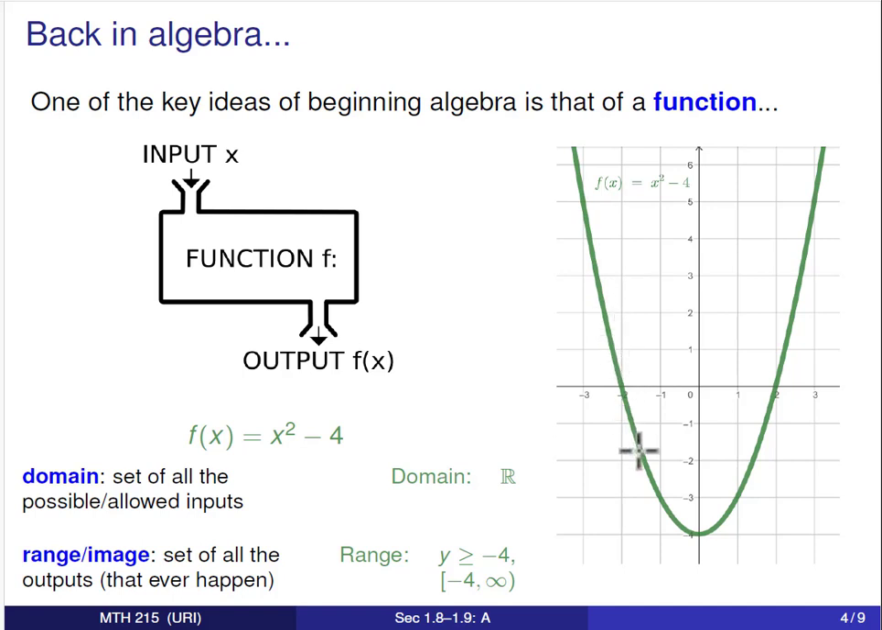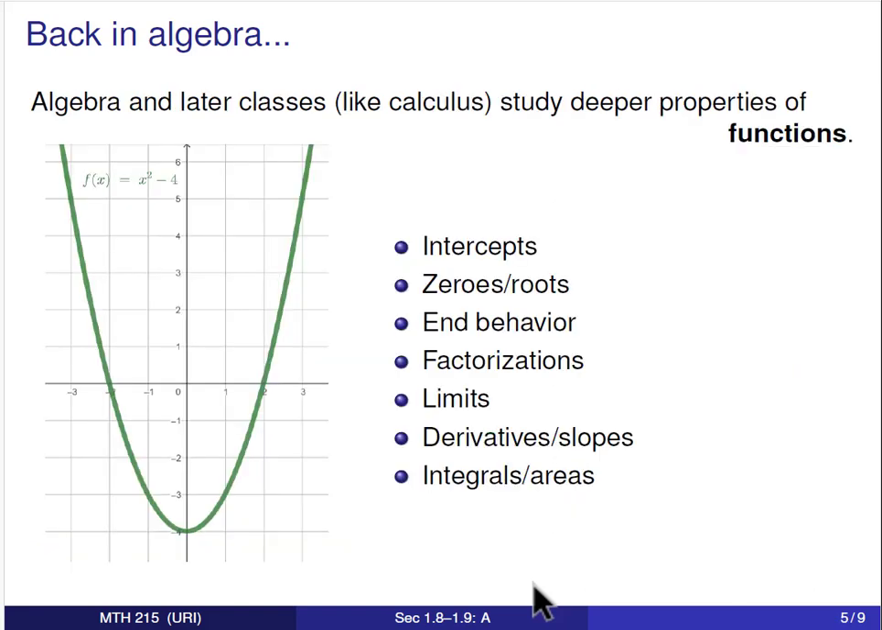Now the y values include all the real numbers from -4 onwards, but we don't ever have a y value output that is less than -4. And so we might write the range as y greater than or equal to -4, or if we wanted to write it as an interval, we might use the interval notation [-4, infinity) with a closed bracket around the -4 to indicate that -4 is part of the image or part of the range. All right, now hopefully that's familiar to you in some degree.